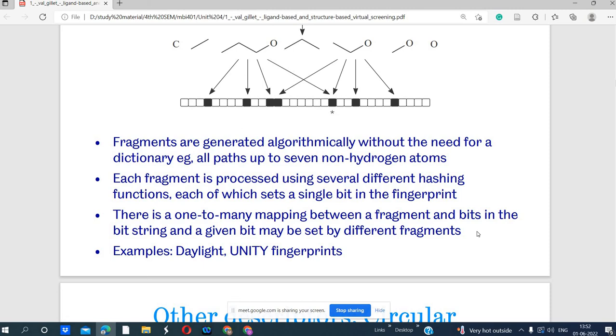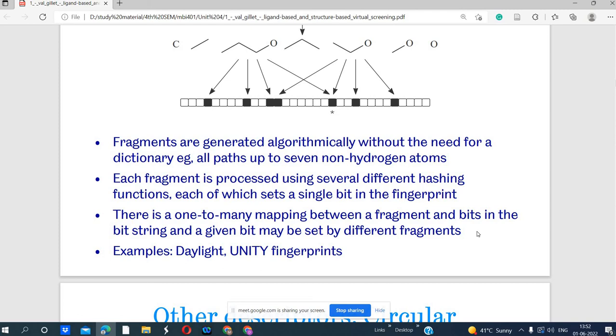Okay, and these different functions, each different function is related to a single bit that it sets in the fragment. So there is a one-to-many mapping between a fragment and the bits, because for one fragment we are using different hashing functions, so it shows a one-to-many relationship.